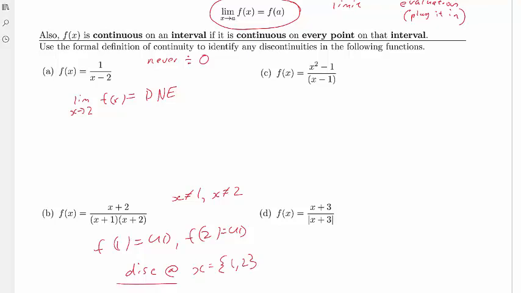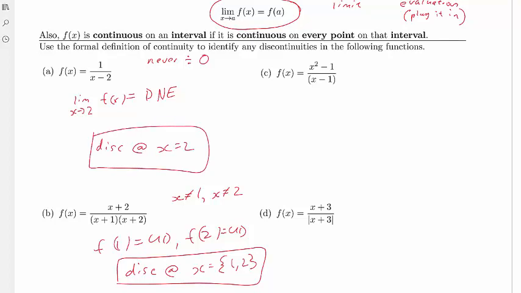There we go. And maybe we should go ahead and just spell it out up here. Discontinuous at x equals 2. All right, no problem there. All right, let's go on to the next one, letter C.